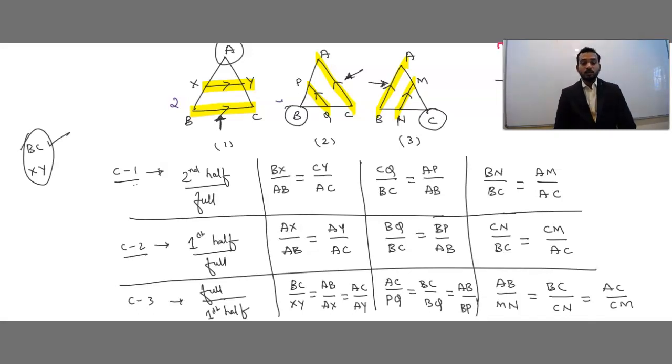From this topic, 100% you can expect one question. Minimum one question from this topic. Just remember these logics and these formulas. That's more than sufficient. Okay. Now, according to this, what is the problem he has given? Let me solve here.